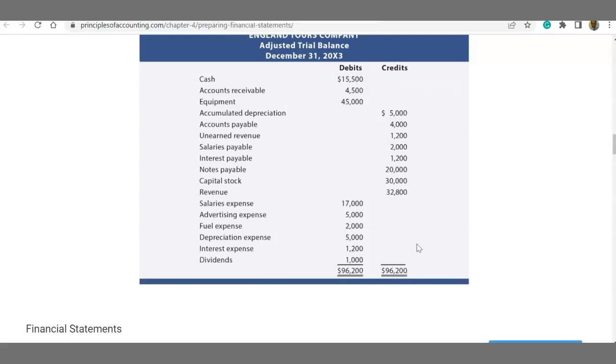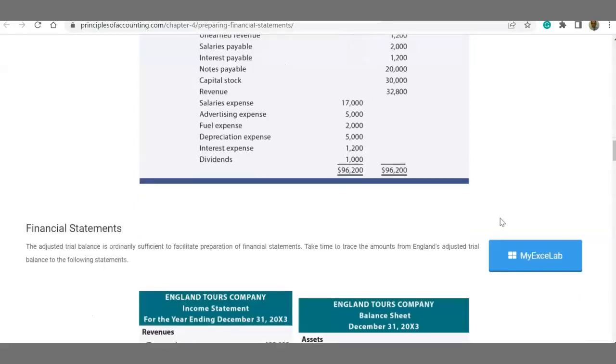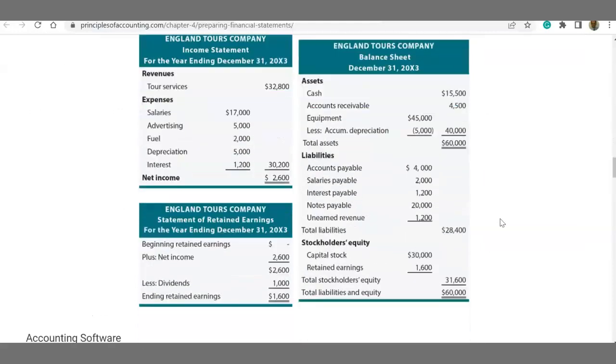Now, when it comes to the balance sheet, you have to demonstrate that, yes, I have $45,000 of equipment, but I have a contra account, which is accumulated depreciation. And since it's a contra account, you say less. So 45,000 less the contra account of accumulated depreciation of 5,000. So the net book value of the equipment is $40,000.